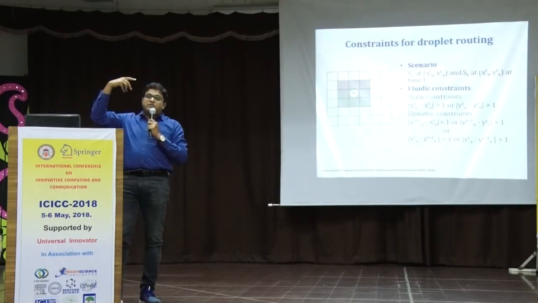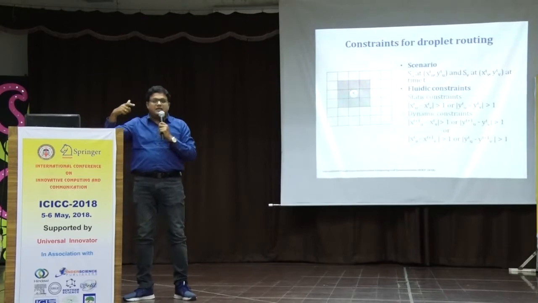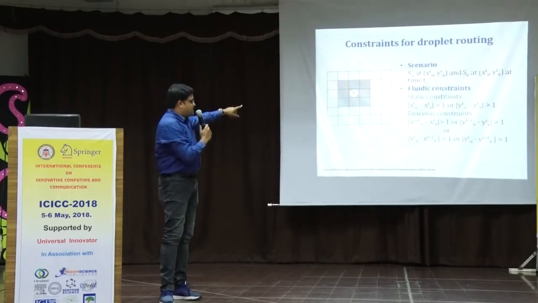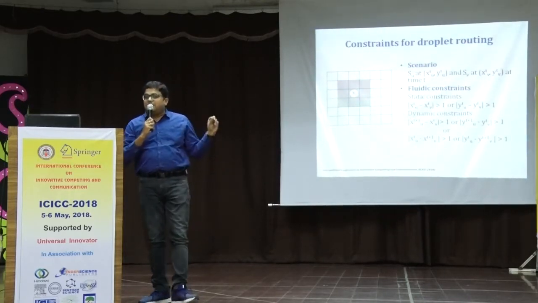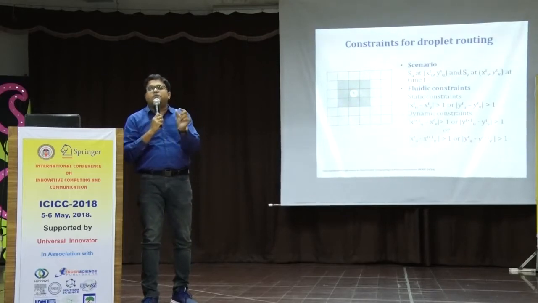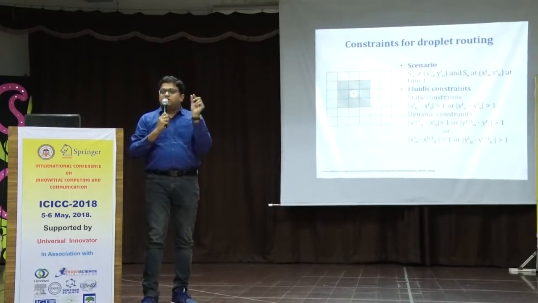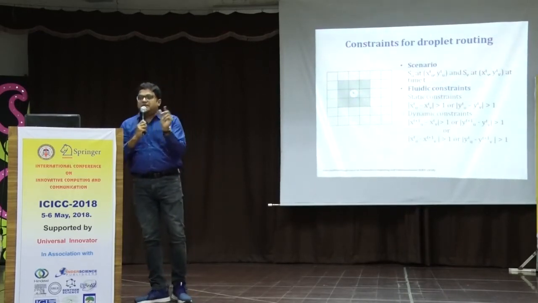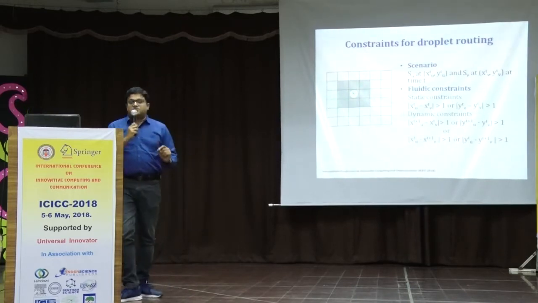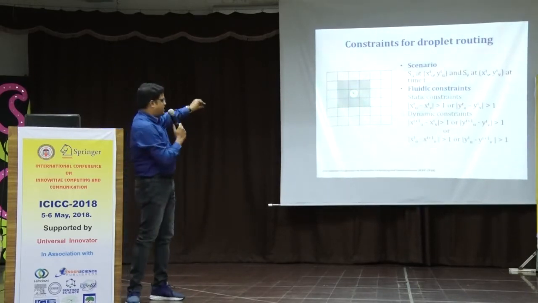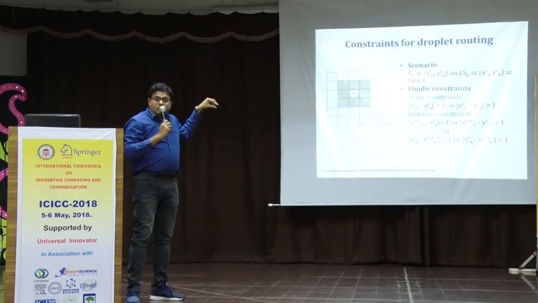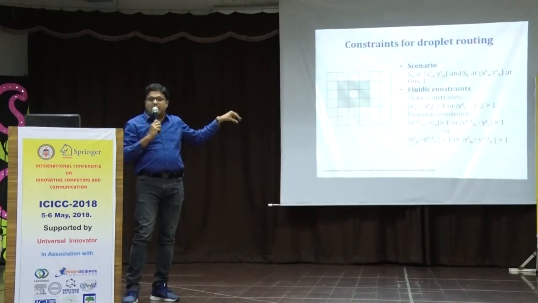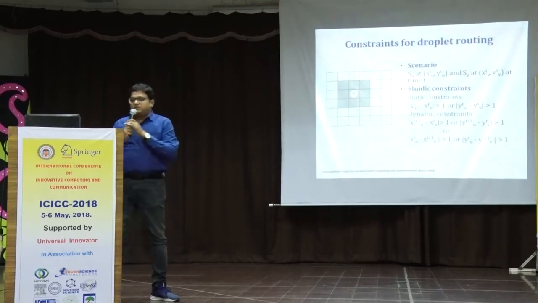Whatever I have talked about the critical region, the same thing is shown as a mathematical formulation on the right hand side. The static constraint tells that at any particular time instance, no two droplets will reside in adjacent locations. So at any particular time instance, there should be a gap of at least one cell. That is the static constraint. And the dynamic constraint tells that whenever a droplet is residing in any particular location, whether it moves or not, no other droplet should be allowed at the next time cycle to enter its critical region. So that is about the dynamic constraints.